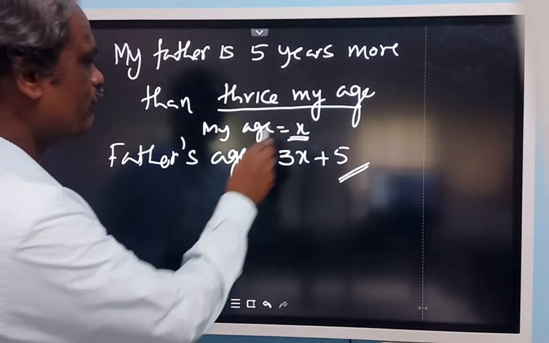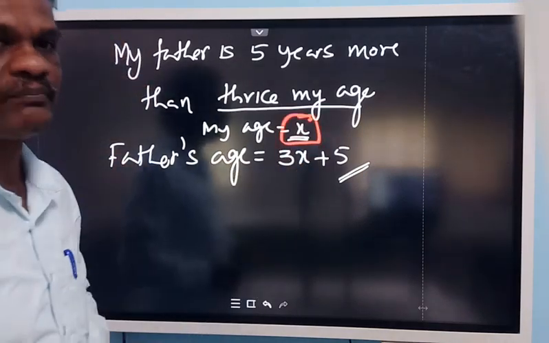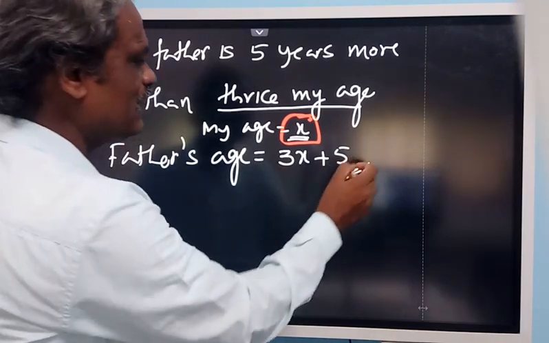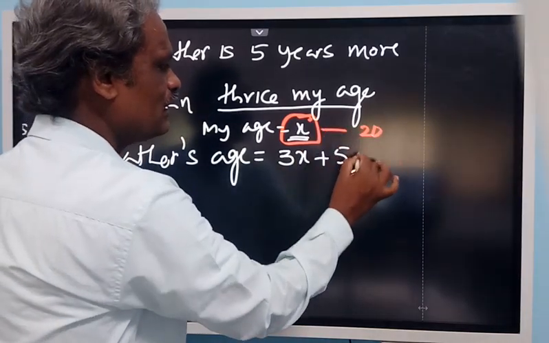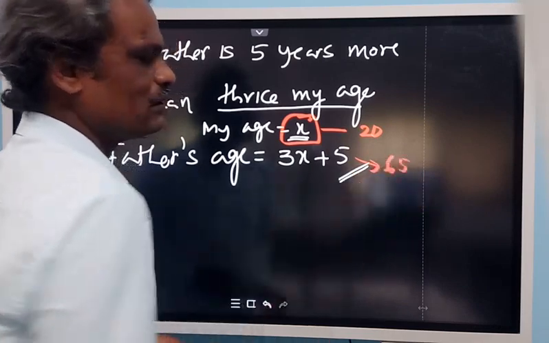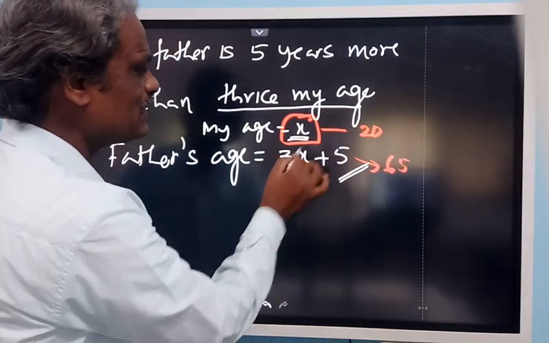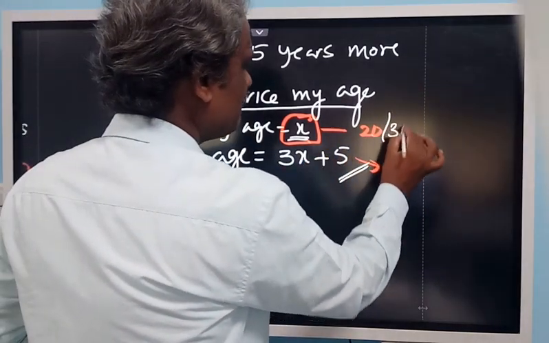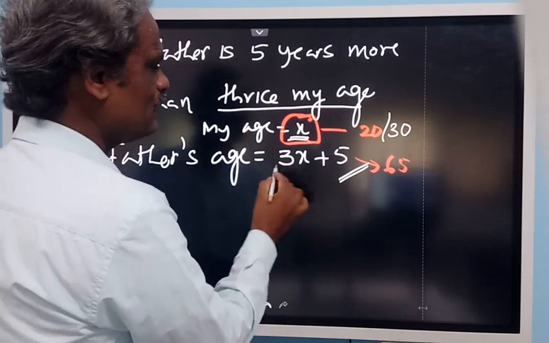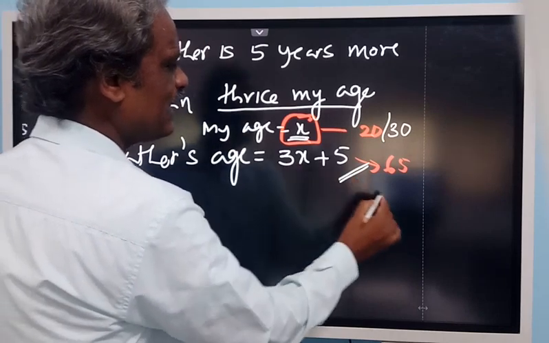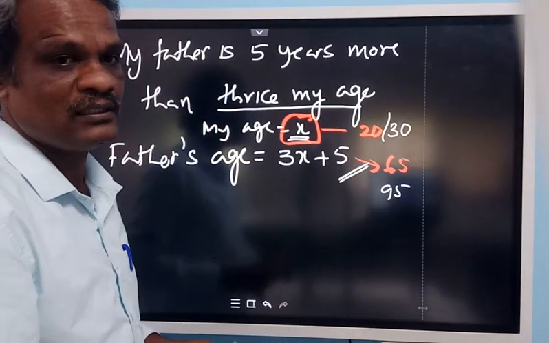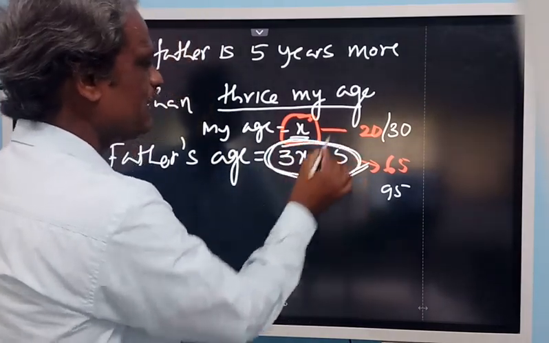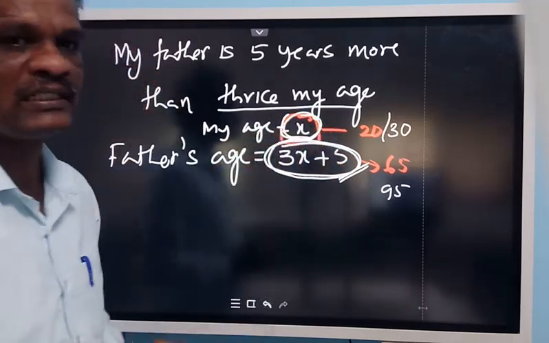Suppose my age is 20 years. Then 3 times 20 is 60, plus 5. If I am 20, my father will be 65. See, it depends on the value of the variable x. If I am 30 years, then my father will be 95 years. So the value of this expression depends on the value of the variable that we are using here.